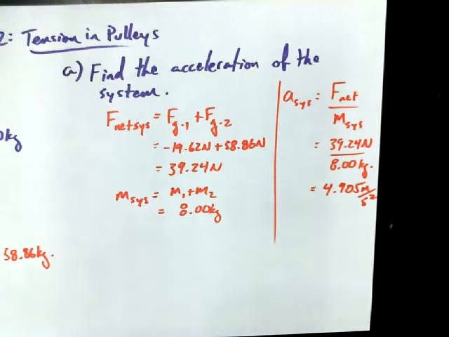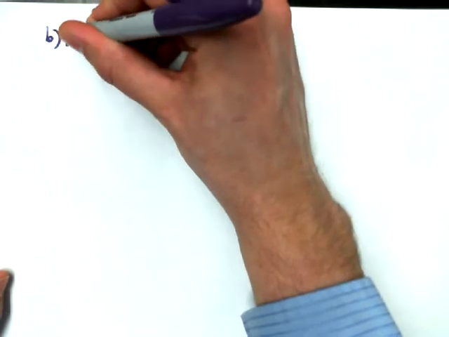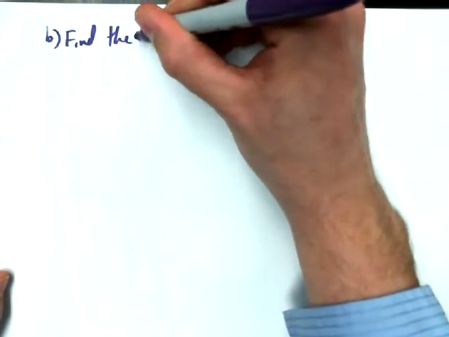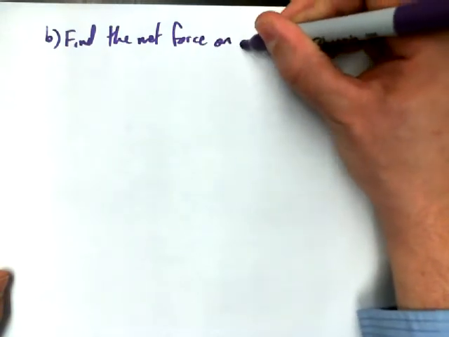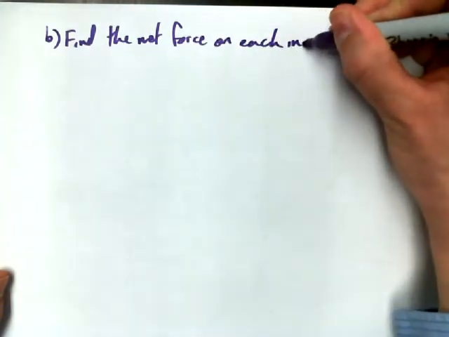So the next part, part B, we'll follow the same pattern that we did with the boxes. Okay, let's find the net force on each individual mass on this pulley system. Okay, so I'll lay it out there. Here's the question, and you have it on your page. So part B, find the net force on each individual mass.